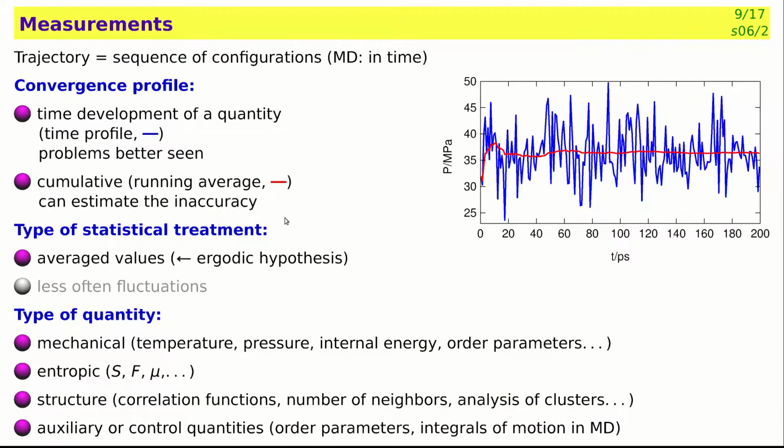And let's go back to the theory of measurements. During simulation, we calculate the so-called trajectory. It's a sequence of configurations, either in time, in molecular dynamics, or a sequence of configurations generated during Monte Carlo. Usually we observe the so-called convergence profile, or simply the time development of a quantity. It's also called a time profile. There are several names for it.